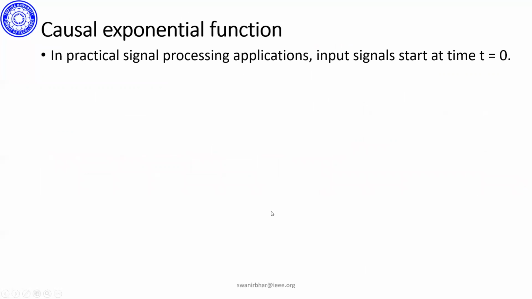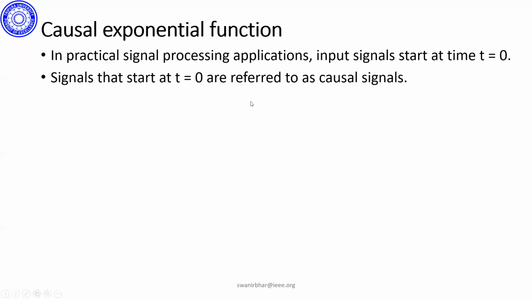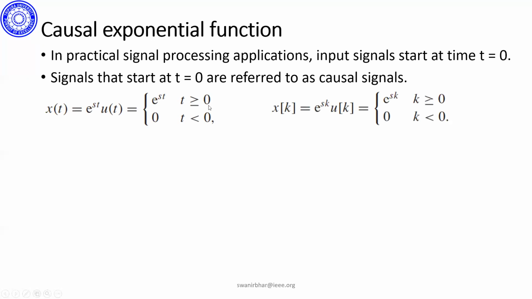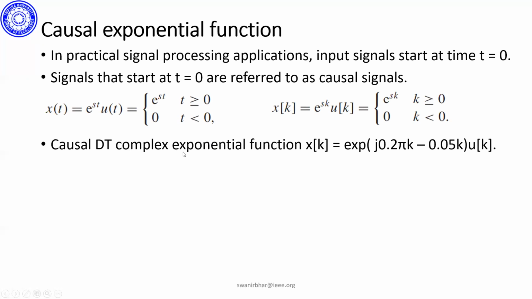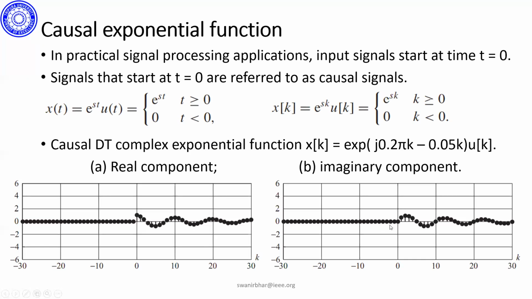The causal version is used in practical signal processing applications, where normally the signals start at time t equal to 0. Anything that starts at time t equal to 0 is a causal signal, meaning you don't have anything before a particular time. So these are defined in this way, the discrete version, and this is the continuous version. When it is a causal discrete time signal, the same equation is written in terms of exponentials with discrete values. So this is the real component, and before time 0 it is 0, and after that it is the cosine version for the real component and the sine version for the imaginary component.